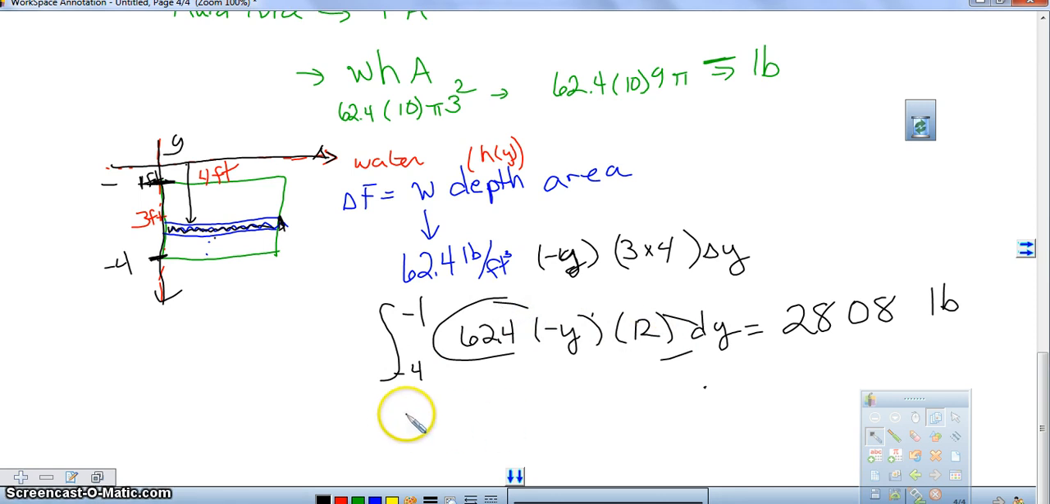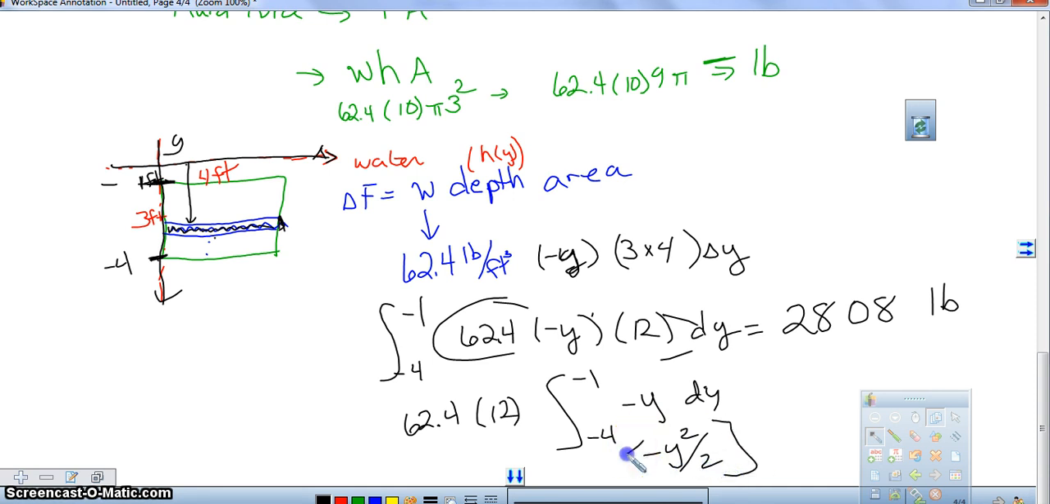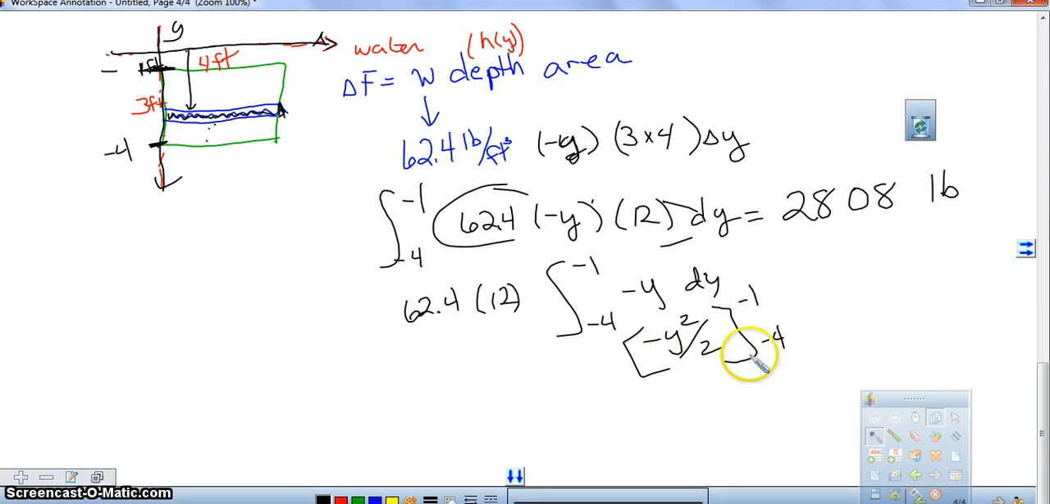So you end up with whatever that is, 62.4 times 12. I don't know what that is. From negative 4 to negative 1 of negative y dy. That becomes negative y squared over 2 from negative 1 to negative 4. And because they are negatives, when you put in negative 1 first and subtract the value of negative 4, you do get a positive number. So just be careful with your negatives there.